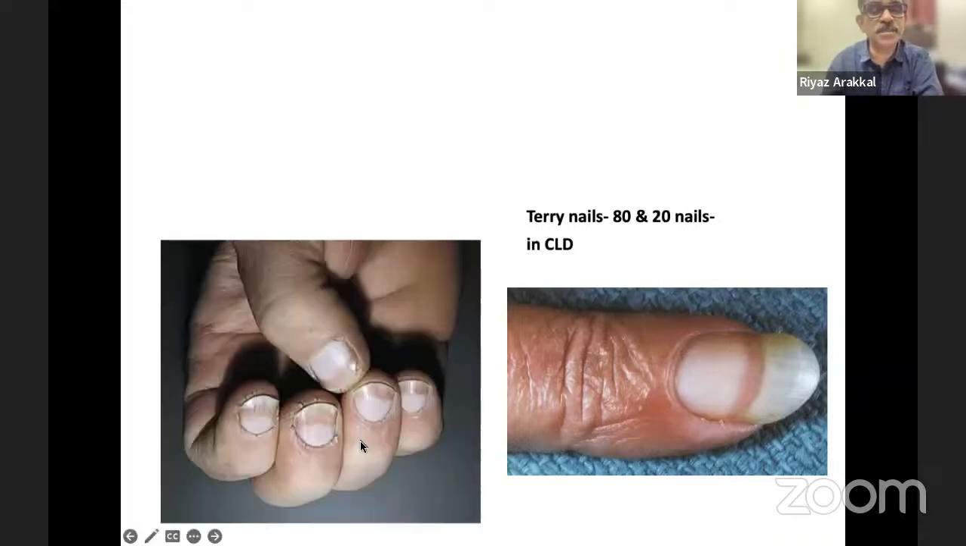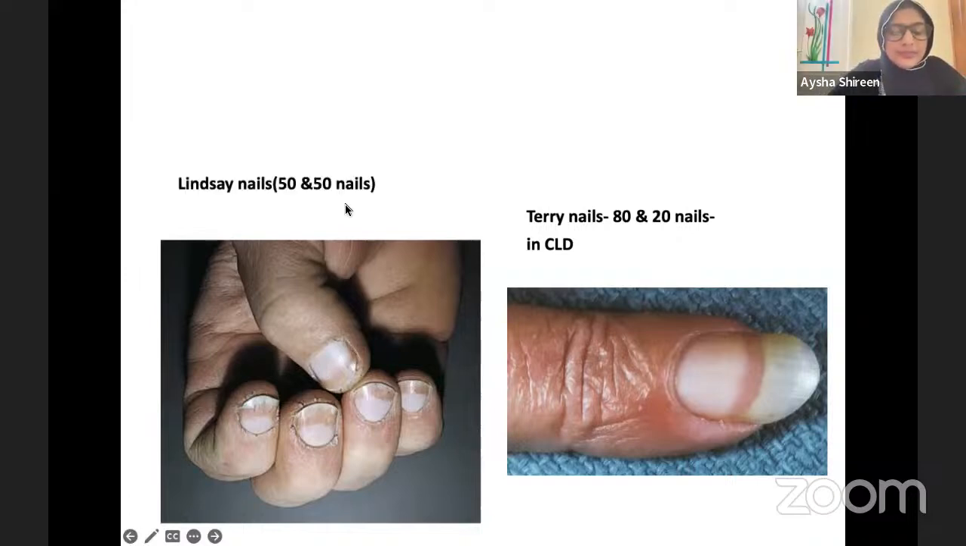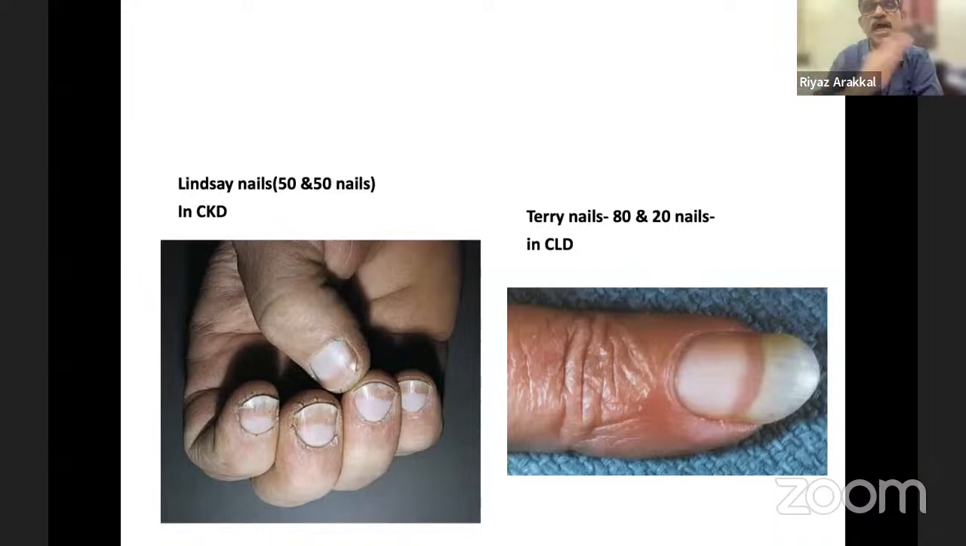And what is this? You can see that approximately 50% is opaque and the other 50% has retained the normal color. This is called Lindsay's nail, or 50 and 50 nail, seen in chronic kidney disease. It's also known as semilunar nail or half and half nail.